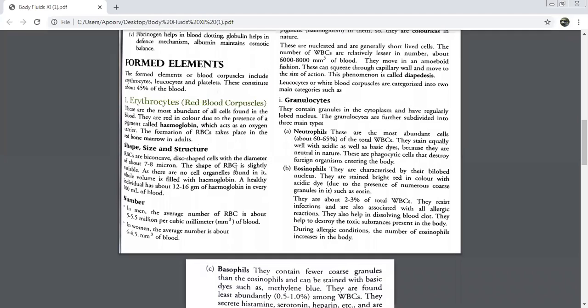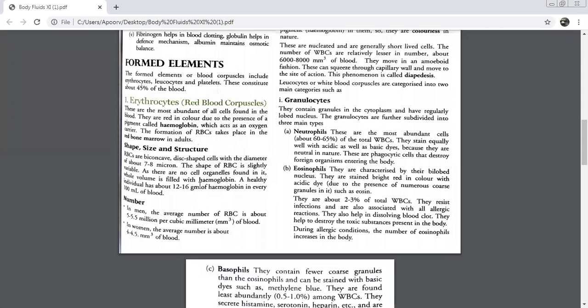That is why the shape of the RBCs is slightly variable. All RBC shapes are not the same. Reason being, there are no cell organelles in it. And the whole volume is just filled with what? It is filled with hemoglobin. Hemoglobin is not that solid substance to give it a constant shape. So look at this line again. Shape of RBCs is slightly variable because what is not present in the RBCs?